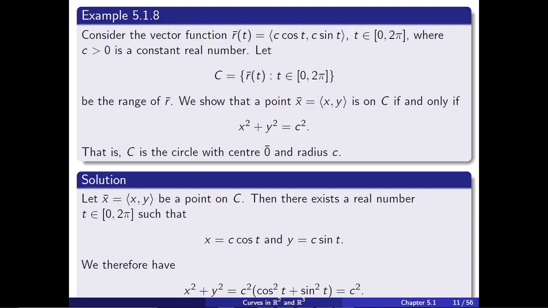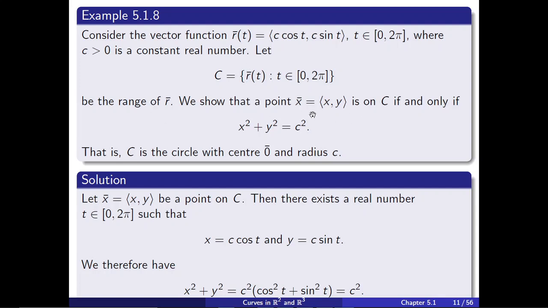So let's look at another example, and this is example 5.1.8 in the textbook. This is our last example for this video. So consider the function r of t, which is c cos t, c sin t, where c is a constant, a real number which is positive, and t is from 0 to 2 pi. We'll later realize that that is just an angle, right? And then let's think of the range of r.